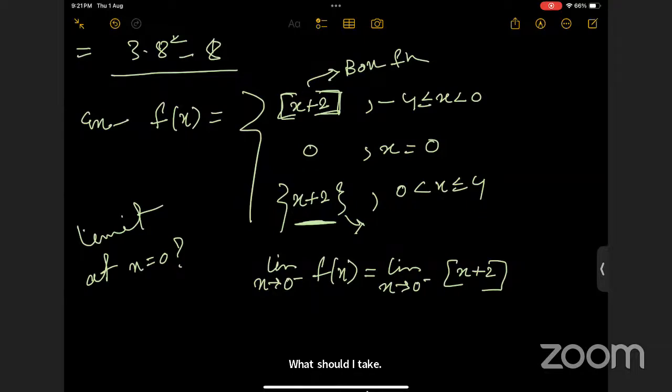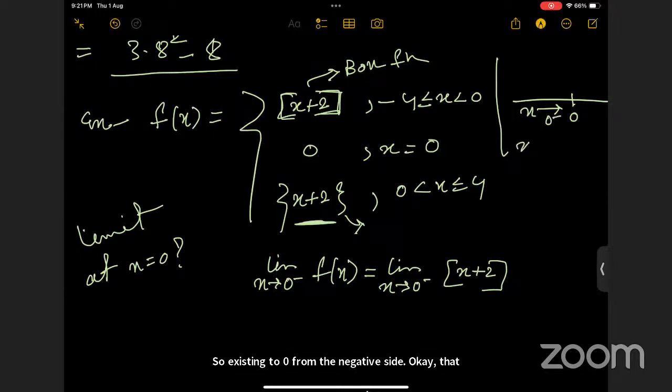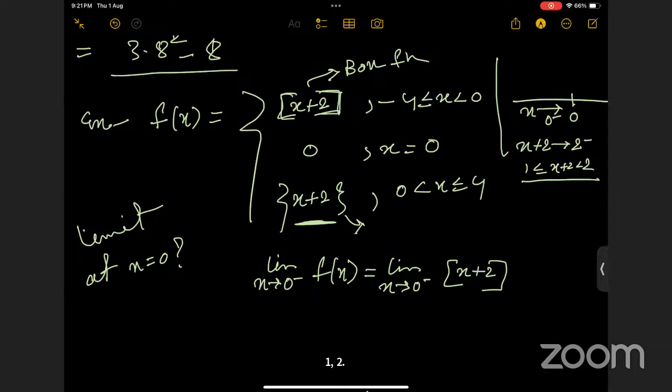1. Okay. So suppose this is our 0, okay? So x is tending to 0 from the negative side, that means from this side. That means x plus 2 will be tending to 2 from the negative side, right? Yes, ma'am. That means it will be in the interval 1 to 2, right? So this will be 1. Okay. And what is the limit as x tends to 0 from the positive side of f(x)? Then we will take this function, right?